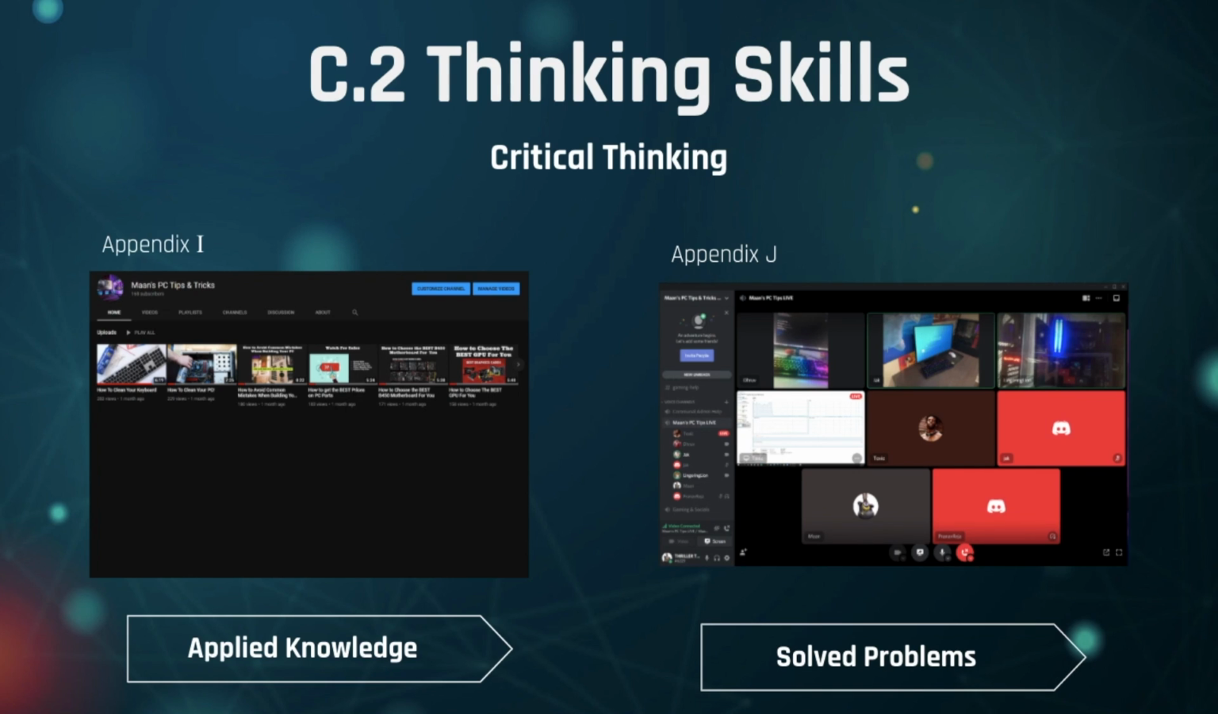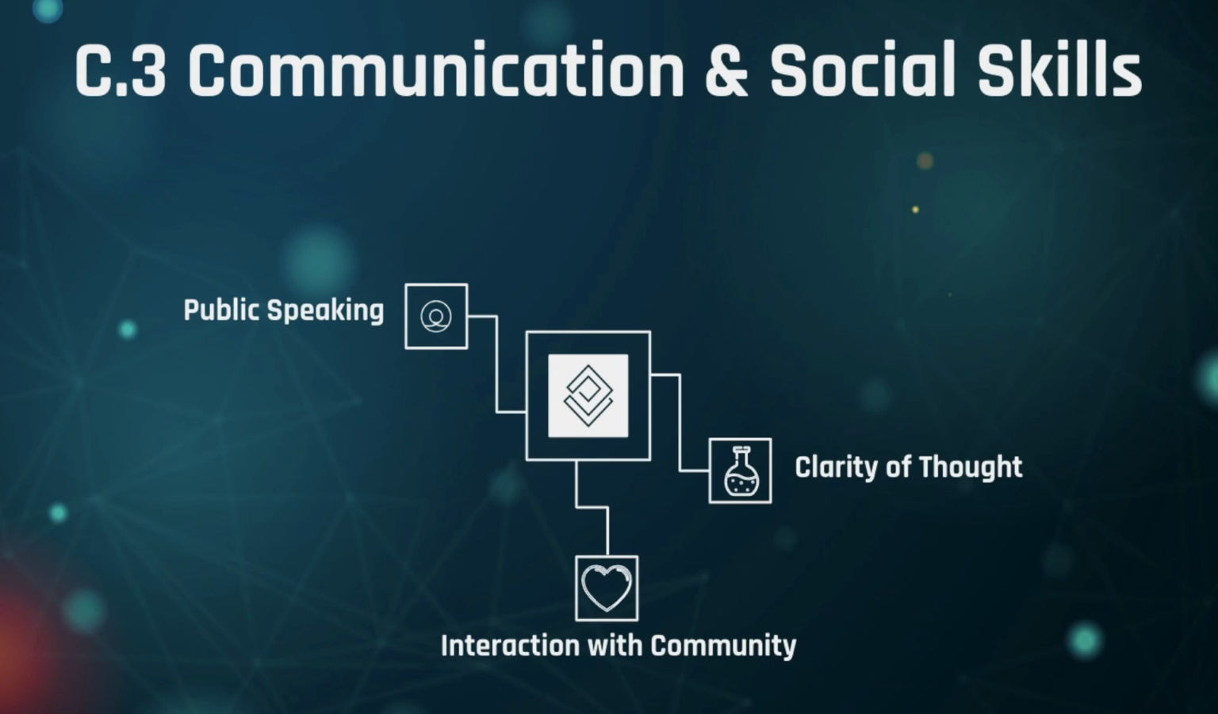Next, let's take a look at how I was able to improve upon my communication and social skills. The three main skills I was able to improve upon were public speaking, clarity of thought, and interaction with community.